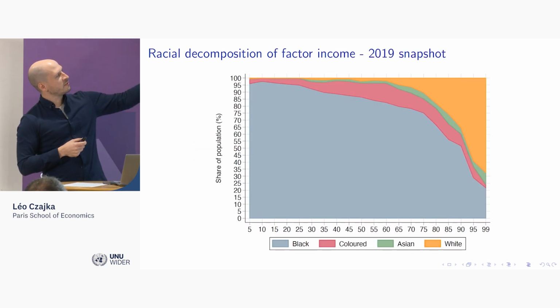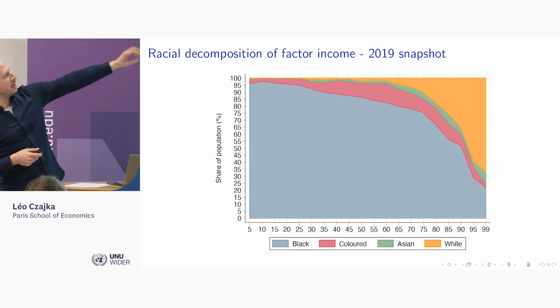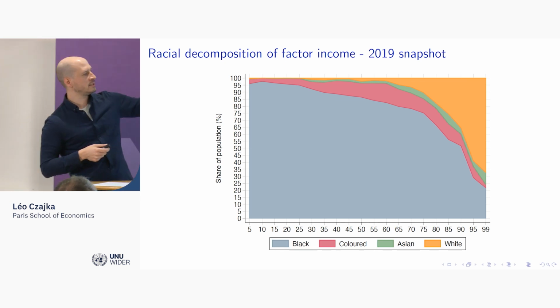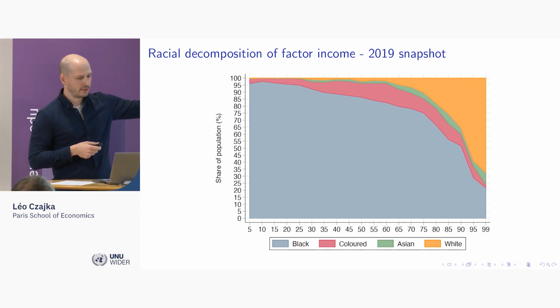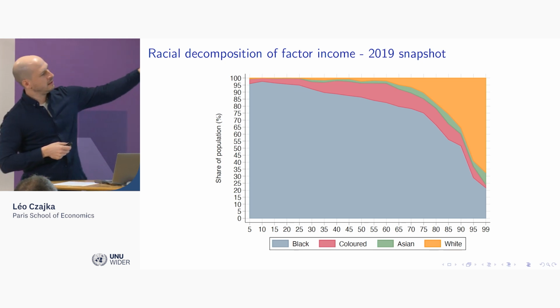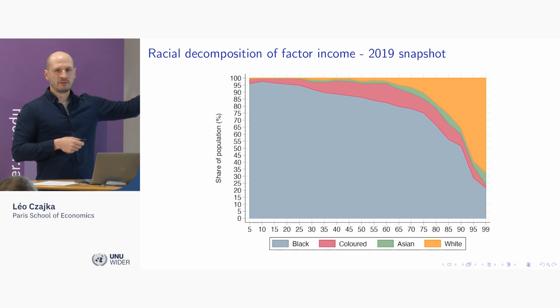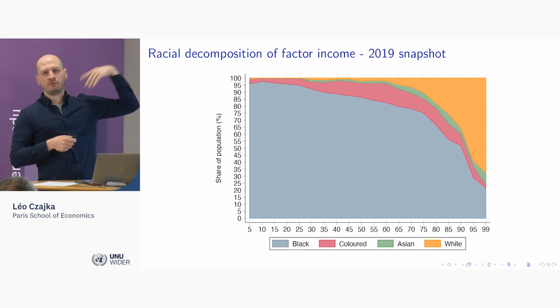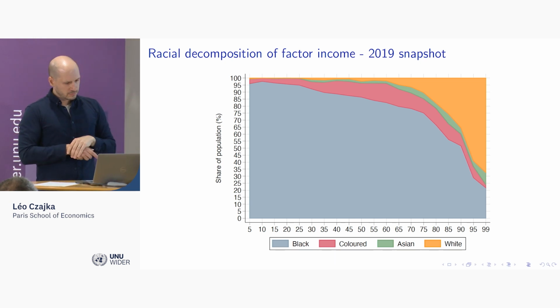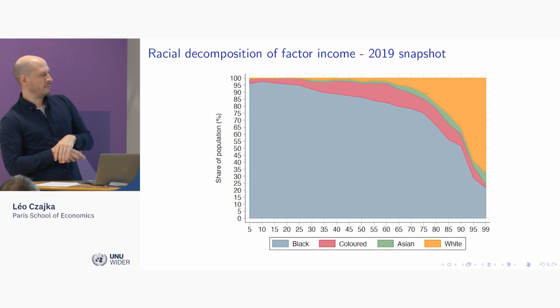This is a snapshot for 2018, racial inequality as measured with factor income. This is just to highlight already now in the presentation that, as you can see, income distribution, measured as factor income, is still in 2019 extremely predicted by race.